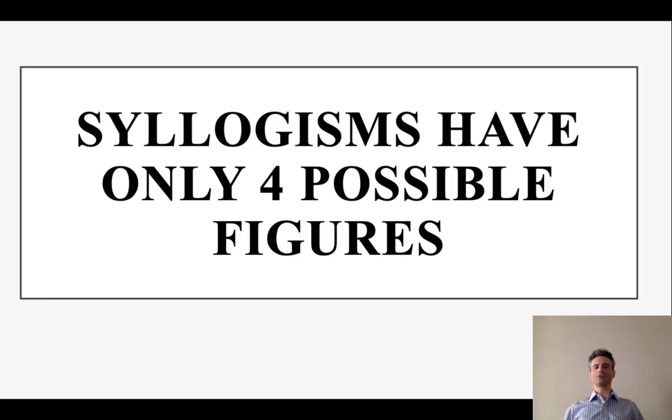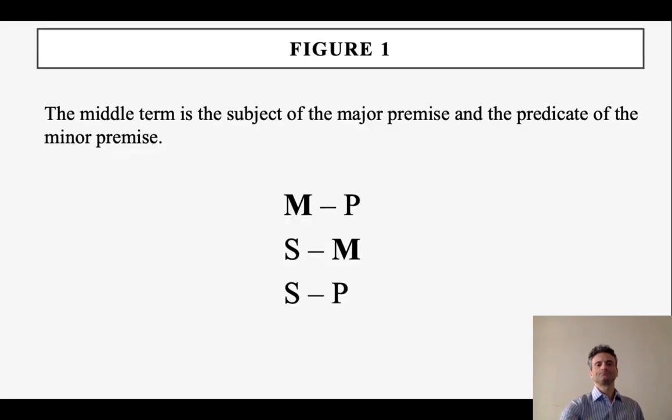There are four figures, four possibilities, four combinations. Let me list one by one and explain it. In the first figure, notice this is our syllogism. So this is our major premise, minor premise, and conclusion. So in the first figure, we have the middle term occurring as the subject term of the major premise and the predicate term of the minor premise. So it goes from upper left corner to bottom right.